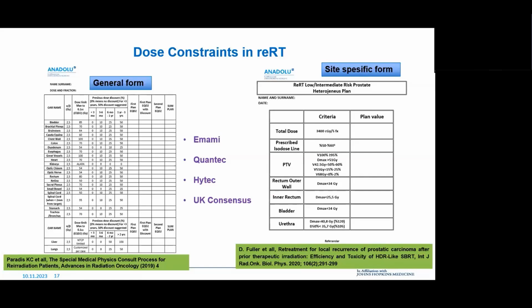And another thing, we are using a site-specific form. For example, for re-irradiation of the prostate, there is no evidence-based data, or very little data. So what we are doing is using a protocol that was published in 2020, which is the only one dedicated to prostate re-irradiation. They have some tables and a huge amount of data, and they have really very good results, which means I can use this table for prostate re-irradiation.